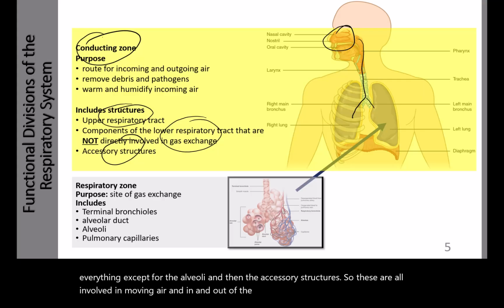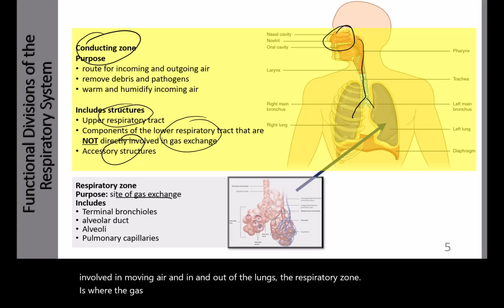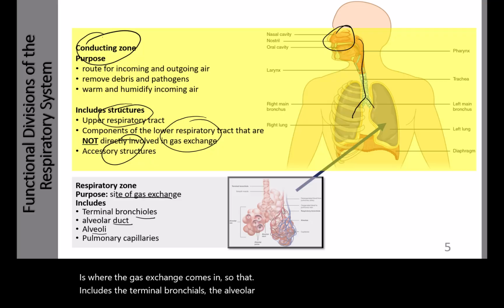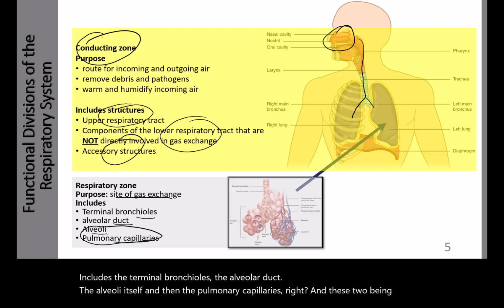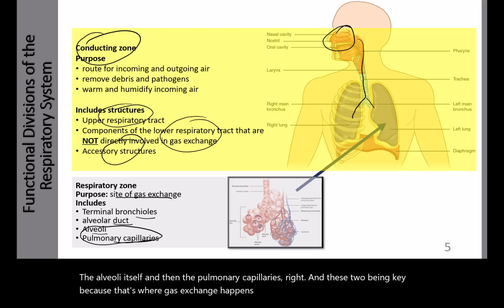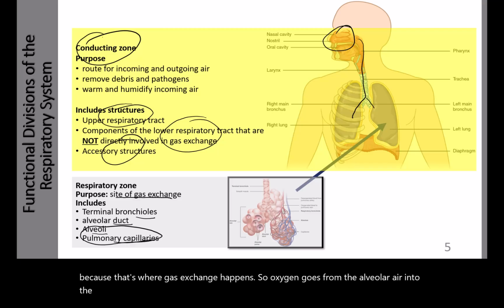The respiratory zone is where the gas exchange comes in. So that includes the terminal bronchioles, the alveolar duct, the alveoli itself, and then the pulmonary capillaries, right? And these two being key because that's where gas exchange happens. So oxygen goes from the alveolar air into the pulmonary capillaries, and then CO2 goes the opposite way.